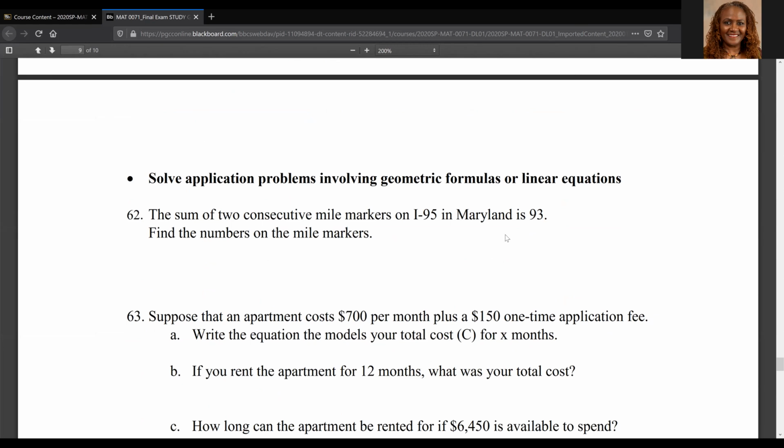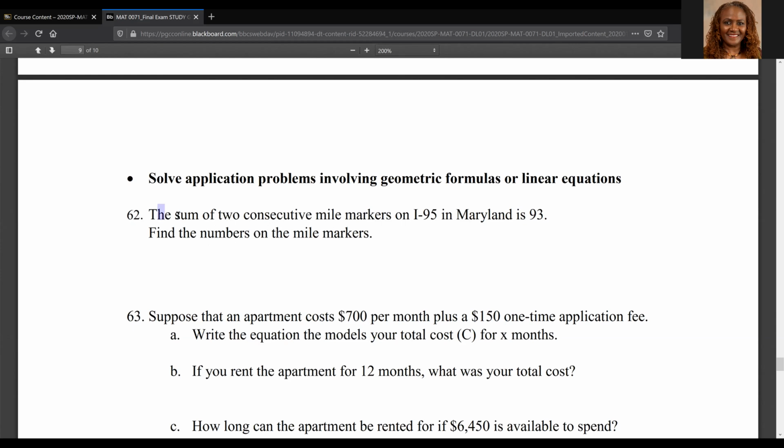Number 62 is the sum of consecutive integers. And consecutive integers, you really want to make sure you understand this one. Okay, so let's look. The sum of 2 consecutive mile markers on I-95 Maryland is 93. Find the numbers of the mile markers.